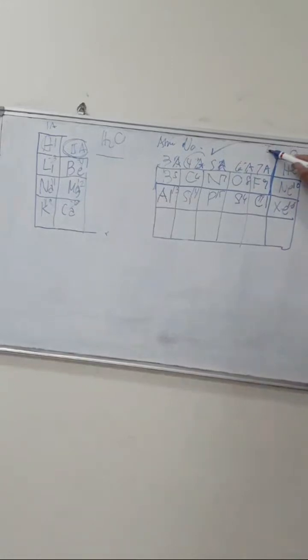And then we have that. Supposedly this is 8A also, but this is now 0. Group 0. Group 0 meaning stable, unreactive, noble, and inert. These are the adjectives, synonyms.